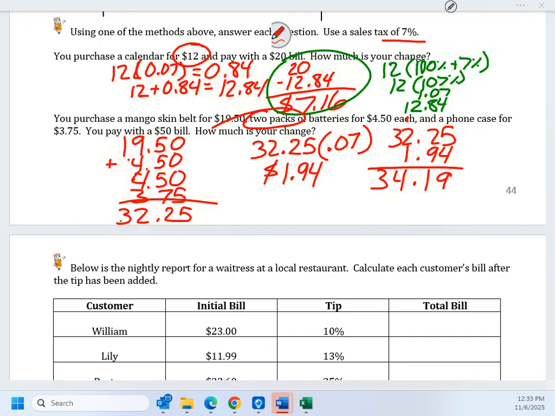Yeah? Yeah. You know what? I put it in. Somebody do this: 32.25 times 0.07. Somebody else do that and tell me what you get.